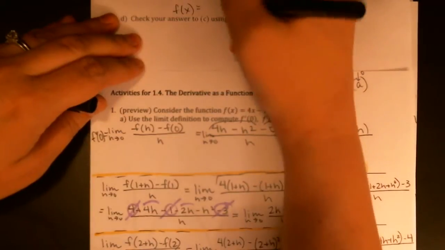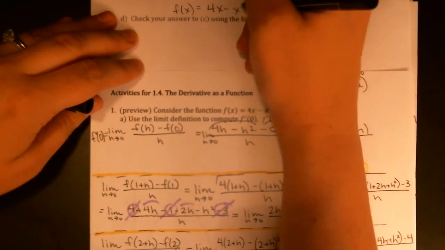Hi everyone, we're going to continue with this preview example and do something that's a little less preview. So we have conjectured a formula. So let's see, we were working on this function. We have f of x equals 4x minus x squared.